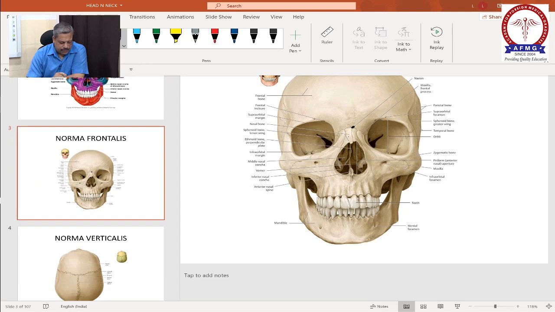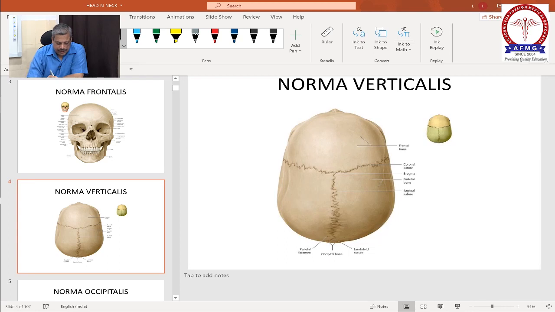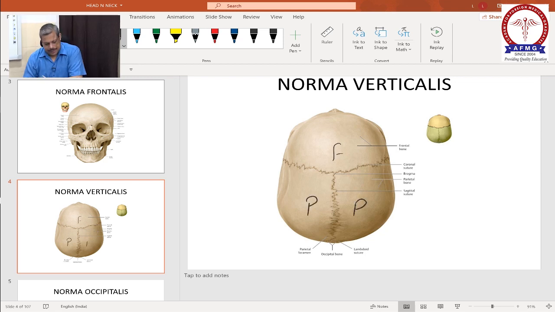When we see the skull from the upper aspect, superiorly, then this is known as the norma verticalis. This is norma verticalis, and we can identify this bone. This is the frontal bone, and these are the two parietal bones. Then we can see the sutures which are easily visible. This is a very important suture known as the coronal suture or the frontoparietal suture, but more popularly it is the coronal suture. Then this suture, this is the sagittal suture or interparietal suture. So these are the features of norma verticalis, and see these are the temporal lines.